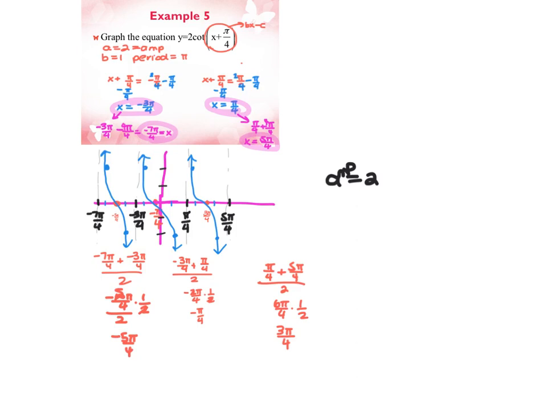All right, so for here, the A was 2, which is positive, so that's your amplitude. The B is 1. The period was pi over 1, or pi. And then I said x plus pi over 4 equal to negative pi over 2, and x plus pi over 4 equal to positive pi over 2.